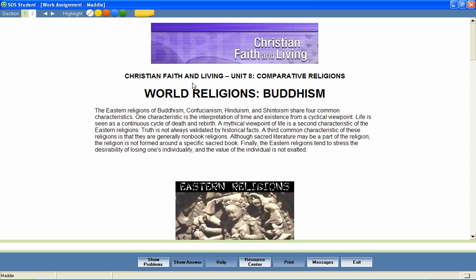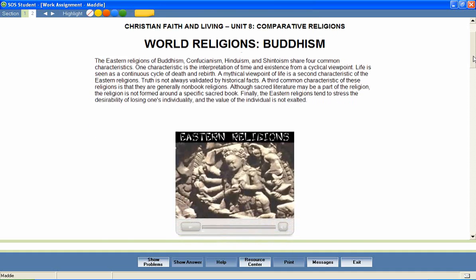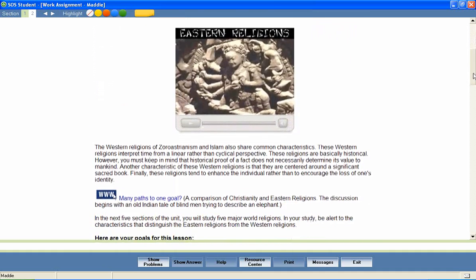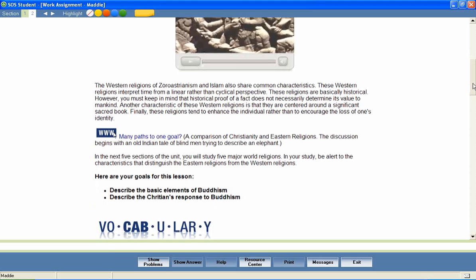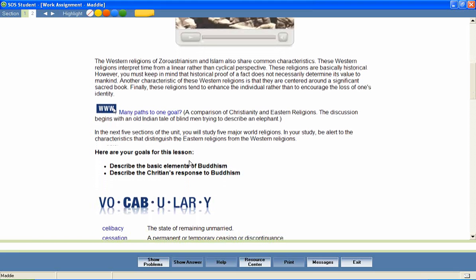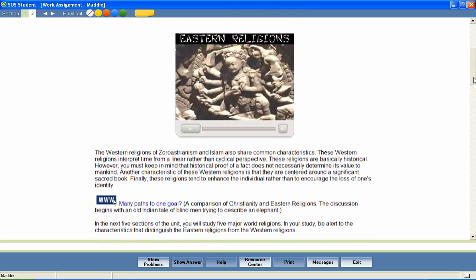In a unit entitled Comparative Religions, let's look at a lesson called World Religions, Buddhism. Most Switched On Schoolhouse lessons begin with a brief introduction and a list of objectives for the lesson. These objectives help students stay focused on important lesson content and provide parents with an effective way to measure mastery of lesson content. A variety of audio-visual presentations, including videos, slideshows, and animations, provide reinforcement of lesson content.